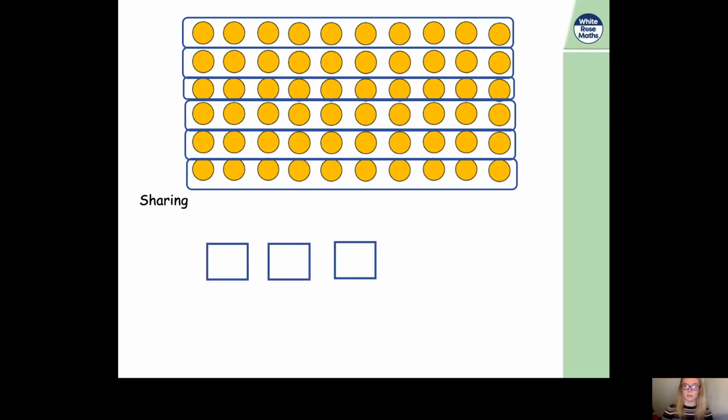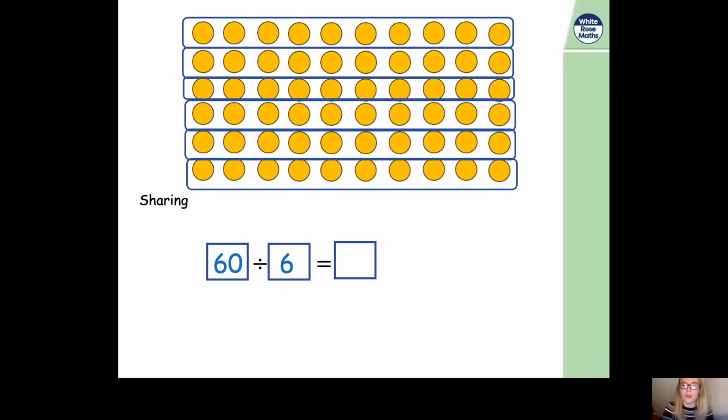So let's write a division number sentence for this. Well, I said that I started with 60 counters, didn't I? And we always start our division number sentences with the amount of counters or objects that we have all together. Then I said we're going to put them into these 6 groups because we're sharing them into 6 groups. So therefore, we've got 60 divided by 6 because we have 60 counters and we're sharing them into 6 groups.